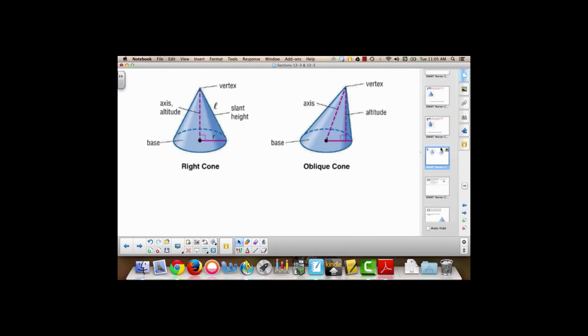Cones, again, are a lot like pyramids in that they have a slant height and a height, a radius, and that there are right cones and oblique cones. They're different in that they don't have lateral faces, but have one lateral area, and their base is not a polygon, but a circle.